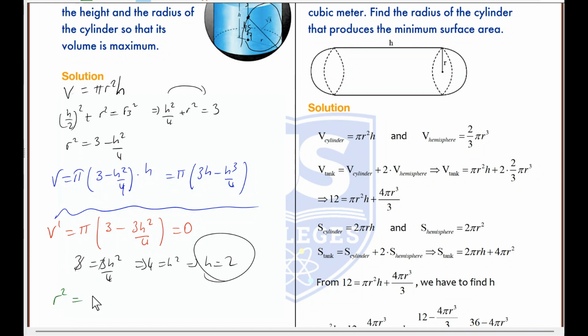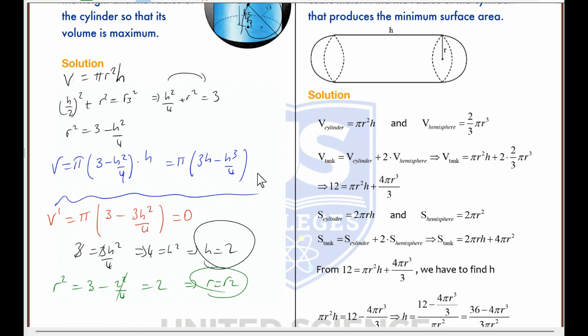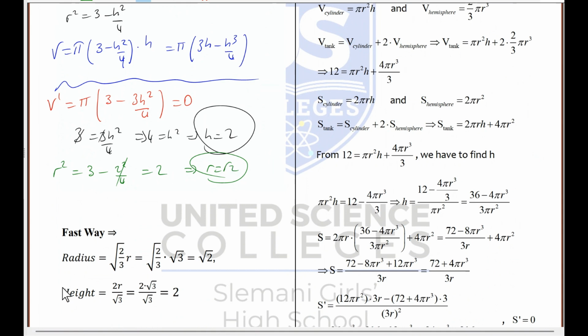So r squared was equal to 3 minus h squared over 4. H is 2, 2 squared over 4. 2 squared 4, 4 over 4. 1, 3 minus 1, 2. R squared is 2, then r is square root of 2. So I got the dimensions. My height is 2, our radius is square root of 2. Solution of this type is pretty simple. If you want to use the fast way, it is radius being square root of 2 over 3 r, height being 2r over square root of 3. You get the same answer.